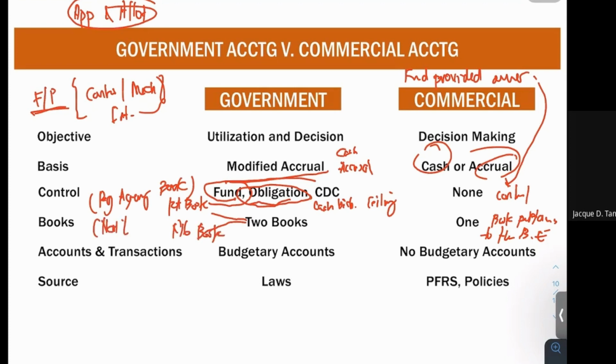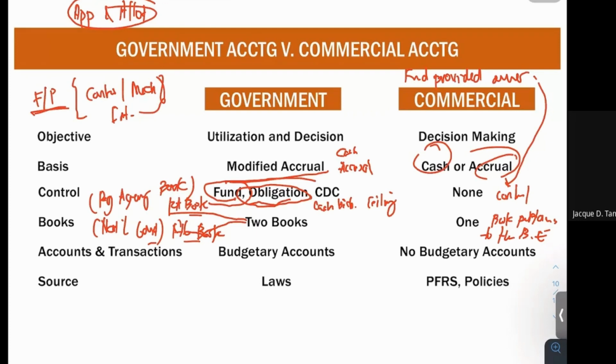As we go through, you will learn how to account under the regular agency book and the national government book. So again, commercial only has one book, and whatever the book is, it only pertains to the business entity. Here in government, we maintain two books, one for the agency itself and one for the national government as a whole.